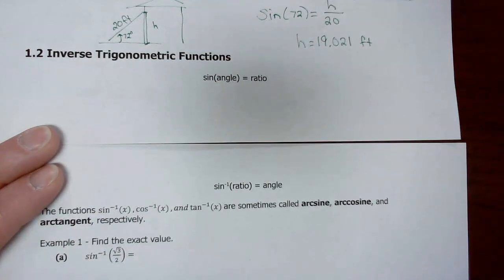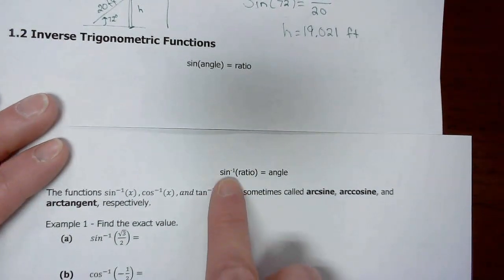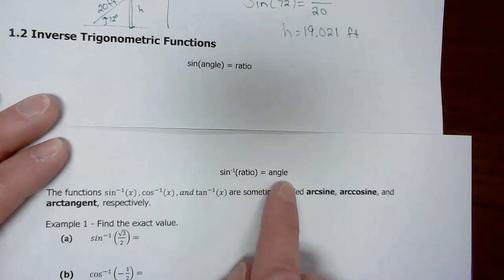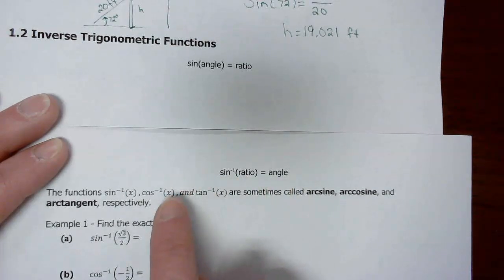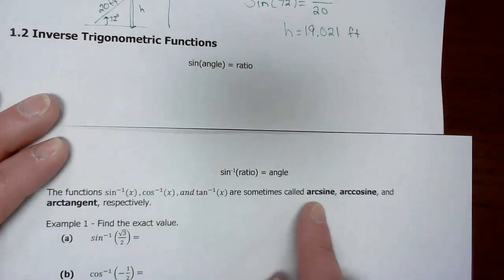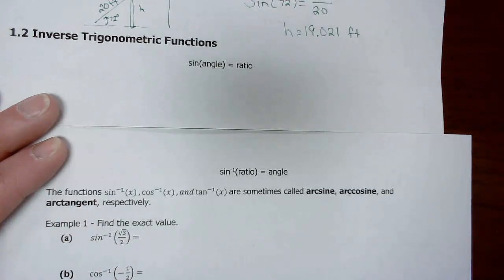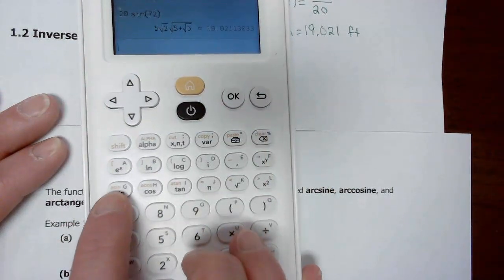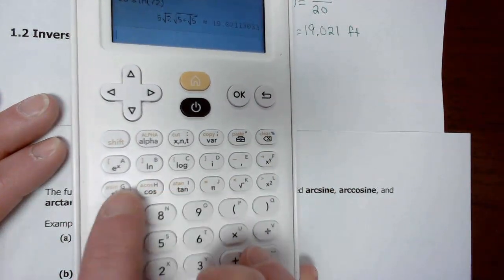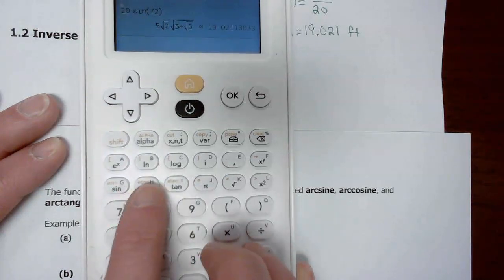Well, the opposite of that, the inverse, x and y would switch. The inverse of the ratio gives me the angle. So this is called the inverse functions. They're also called arc sine, arc cosine, or arc tangent. In a calculator, it puts an A in front. So A sine, A cosine. Above sine, cosine, and tangent, you see these A sine, A cosine, A tangent. Those are the inverses.